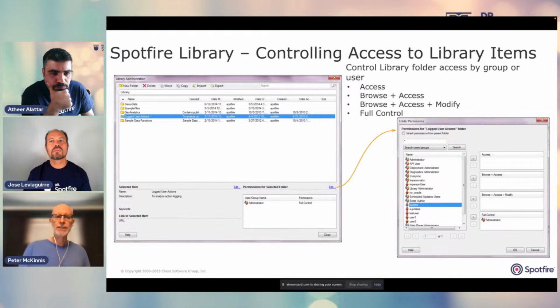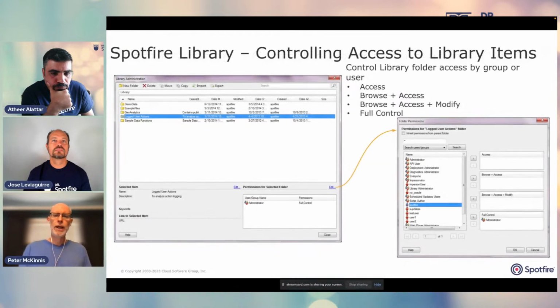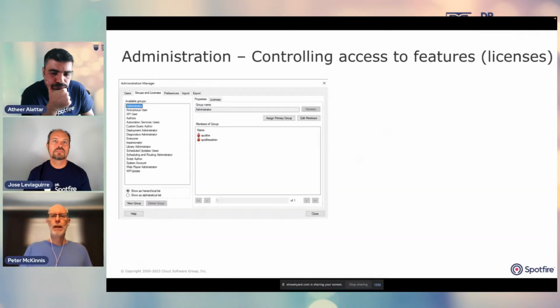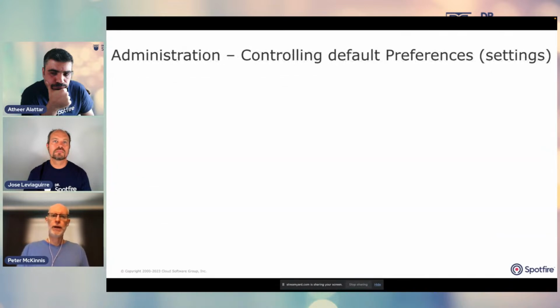So then I have some slides to back up what we just went through. Obviously, access to library items you can control. And again, you can control these by username, but usually these are done at the group level, so you don't have to manage each individual user. Then again, we talked about the licenses, the features, and then default preferences.